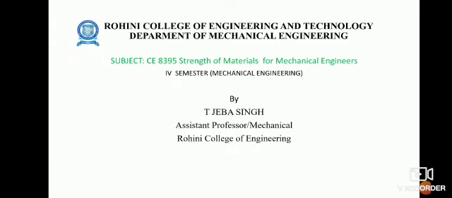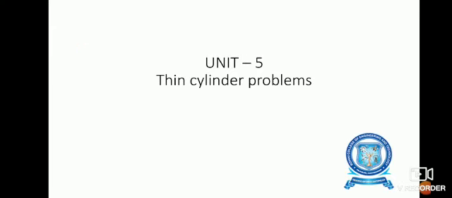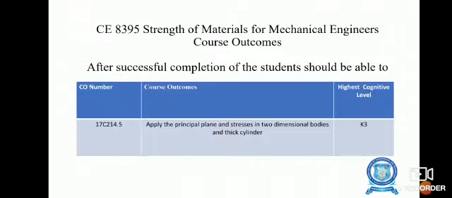Today we have discussed the subject CE 8395 Strength of Materials for Mechanical Engineers, Unit 5: Thin Cylinder Problems. We have discussed the thin cylinder problems. The course outcome is that after successful completion, the student should be able to apply the principal plane and stress in two-dimensional bodies and thick cylinder. The knowledge level in this unit is K3.